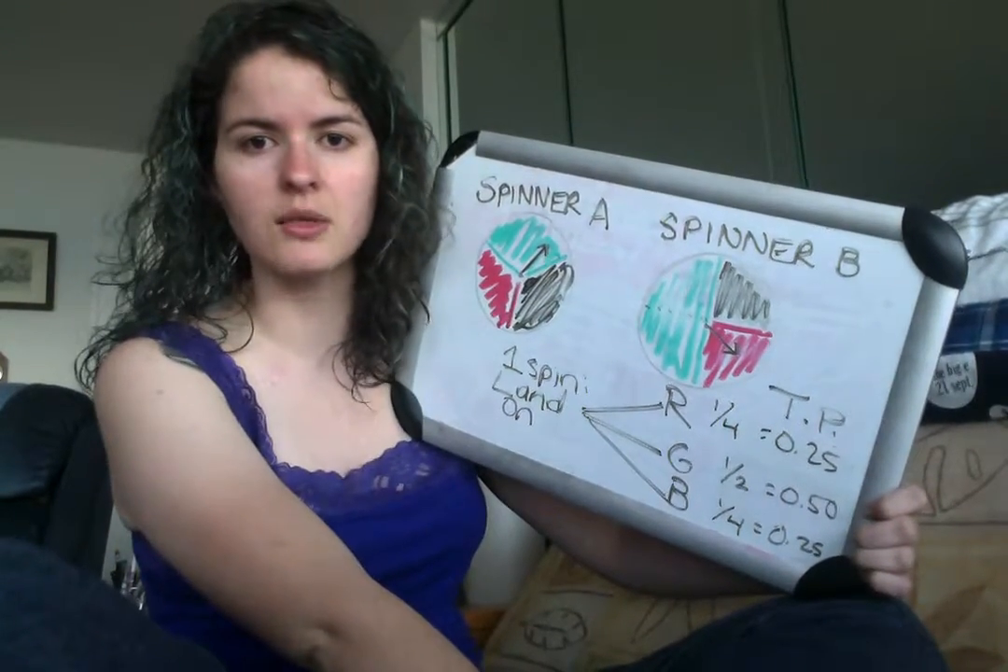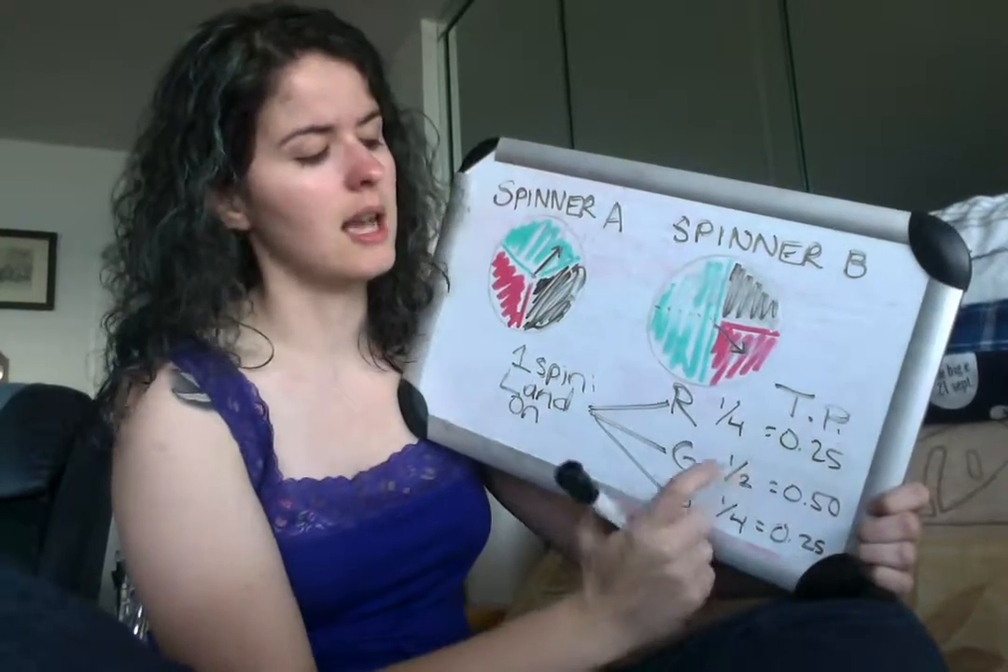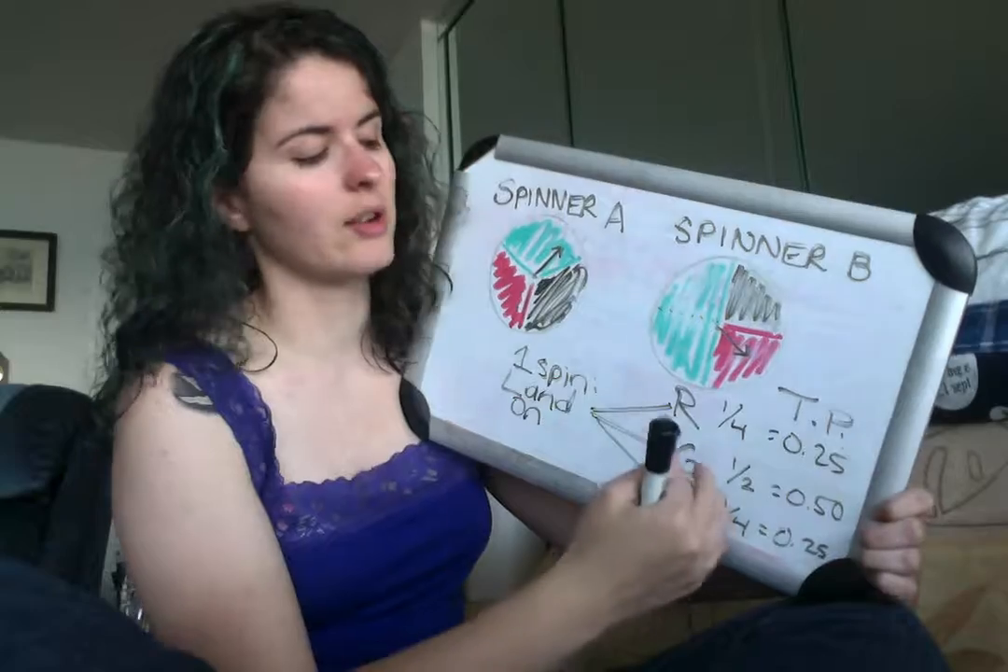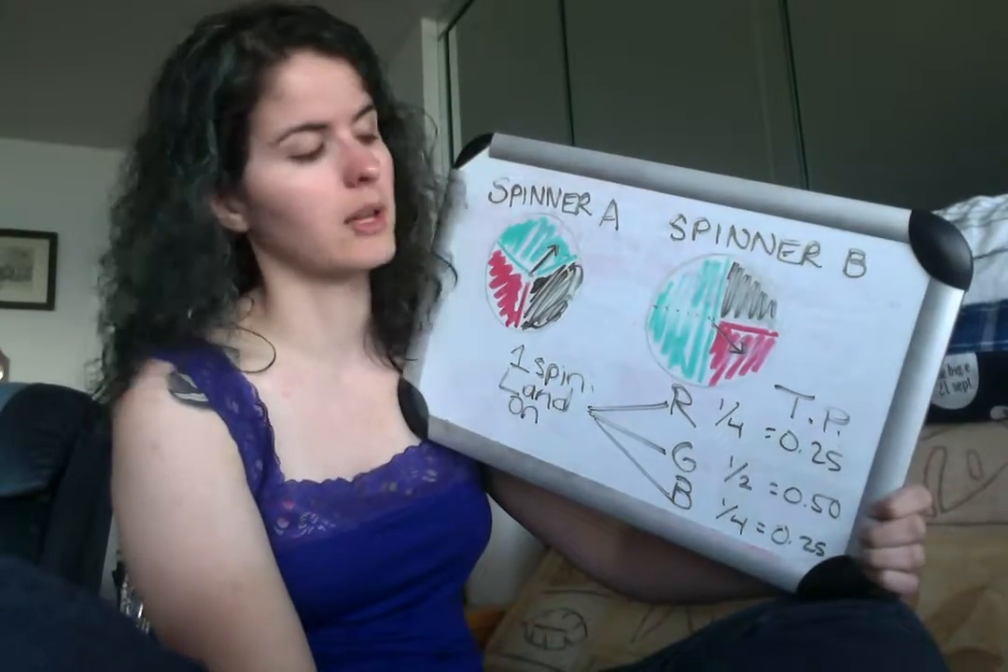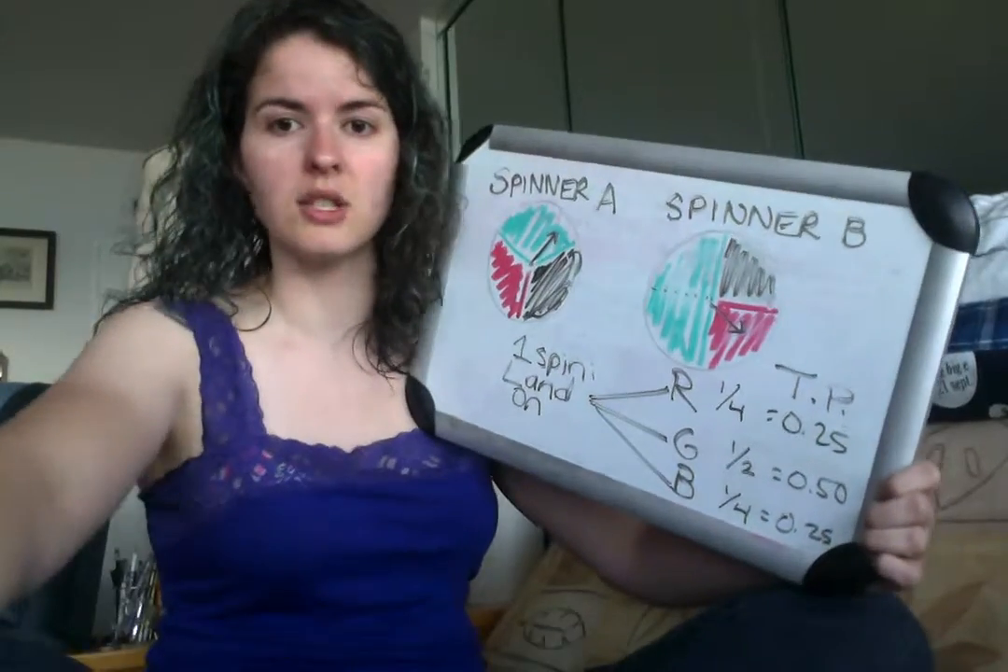I have a better chance of winning if I choose green, and I know that based on the picture that I see, based on the probability that I have. There is a higher chance that I'm going to land on green. So I can use theoretical probability to inform decisions that I make.